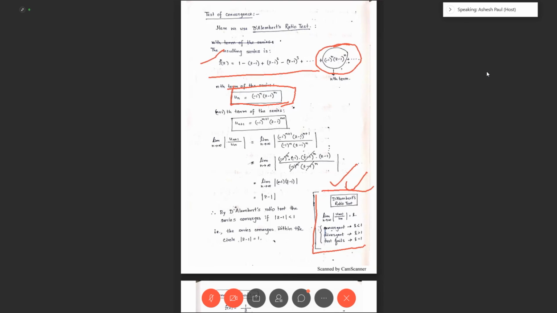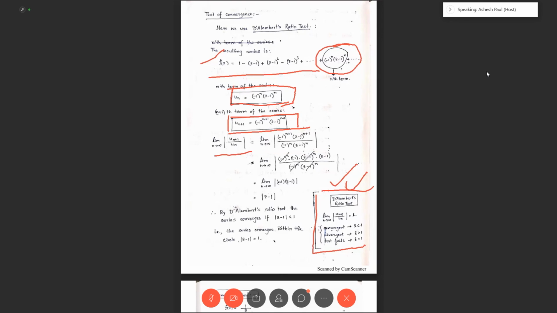So the (n+1)th term will be un+1, which is (minus 1) to the power n plus 1 into (z minus 1) to the power n plus 1. Here we have to find the limit as n tends to infinity of un+1 by un. So in the limit, in the numerator we have the value of un+1, that is (minus 1) to the power n plus 1 into (z minus 1) to the power n plus 1, divided by (minus 1) to the power n (z minus 1) to the power n, the value of un.